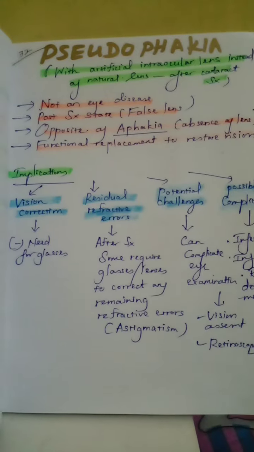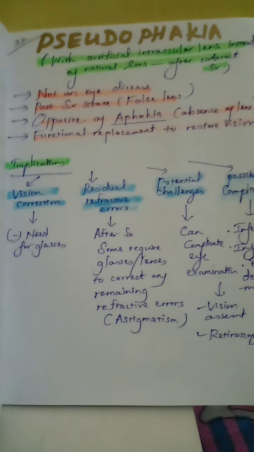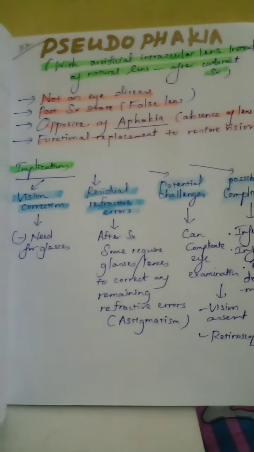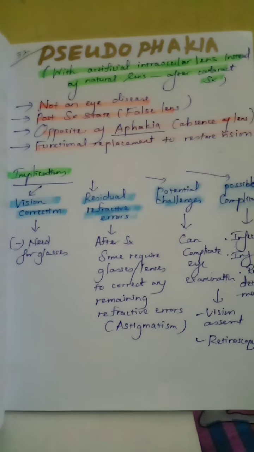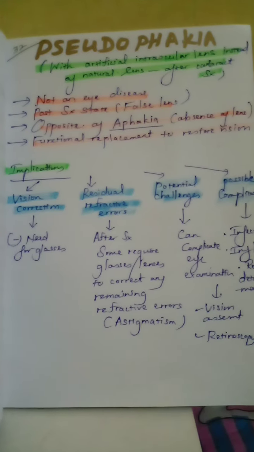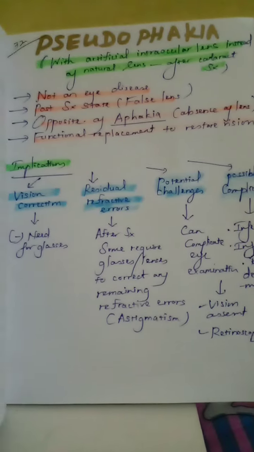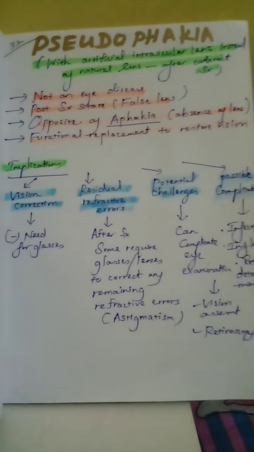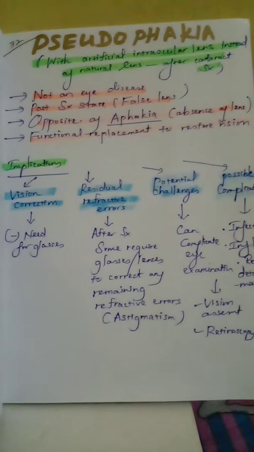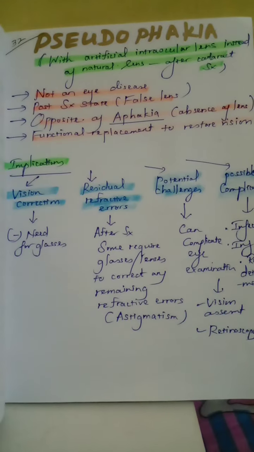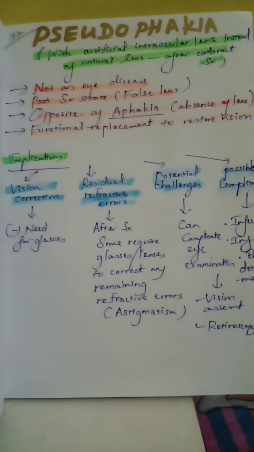Generally, the word pseudo refers to false, isn't it? So, what is exactly false here? Well, an artificial intraocular lens instead of a natural lens. I mean, this is something that we generally do during or after cataract surgery, isn't it?